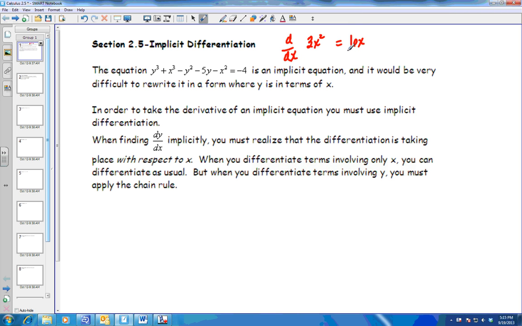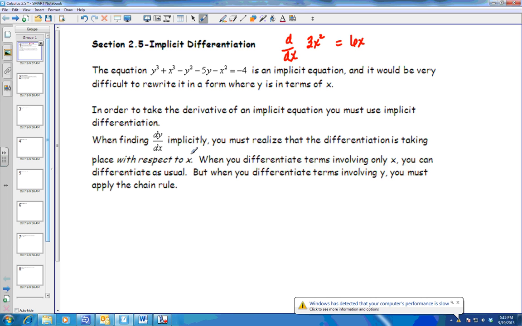Okay, so what if we have a problem that's not in terms of x? So this equation right here, y cubed plus x cubed, this big long equation, this is an implicit equation, and it would be really hard to solve for y in this equation, okay, so that we could take the derivative. So when we have an equation like this, when you can't solve for y, we're going to do what we call implicit differentiation. Okay, and in order to take the derivative of an implicit equation, you must use implicit differentiation, and we're going to do that by finding the derivative with respect to x.